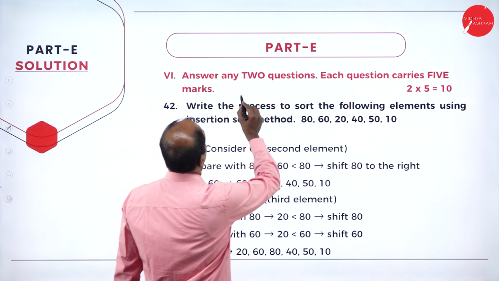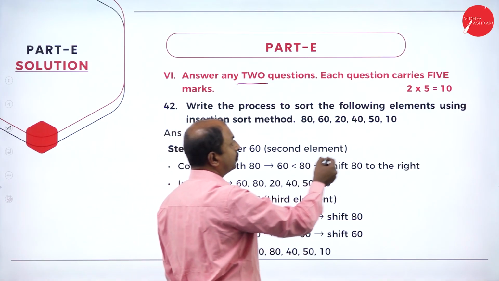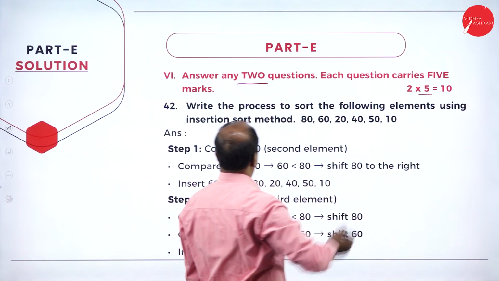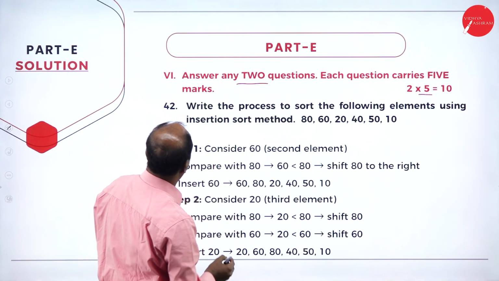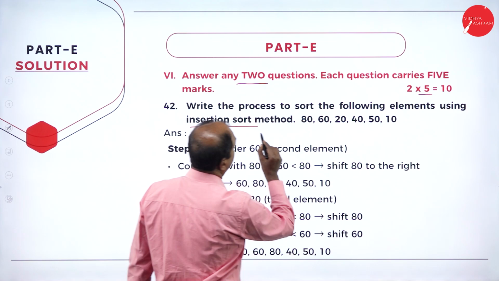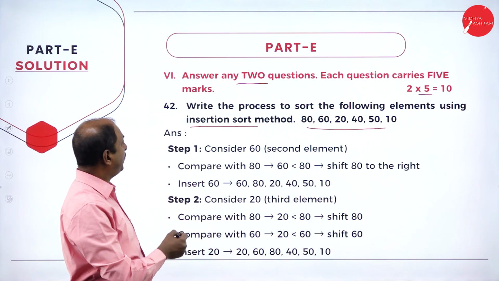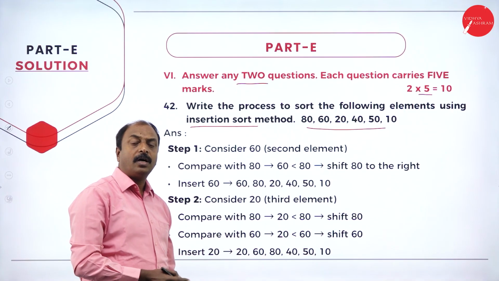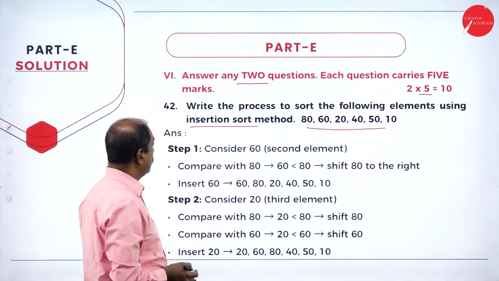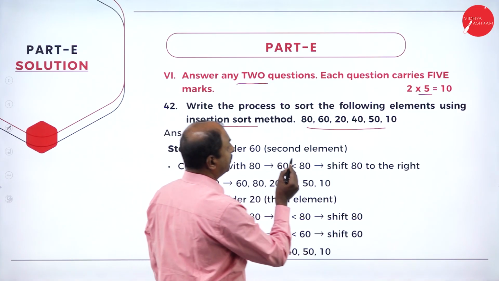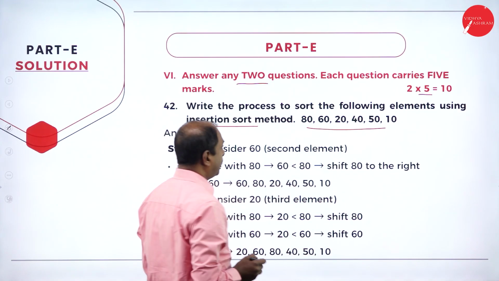Next, we move on to the next question, that is Section E. Here we have to answer any 2 questions out of 3 questions. It is also a 5 marks question. First one is: write the process to sort the following elements using the insertion sort method. This is the given list, and we have to write the step-by-step procedure, one iteration to the next iteration, as the answer. So step 1, the given list is 80, 60, 20, 40, 50 and 10.